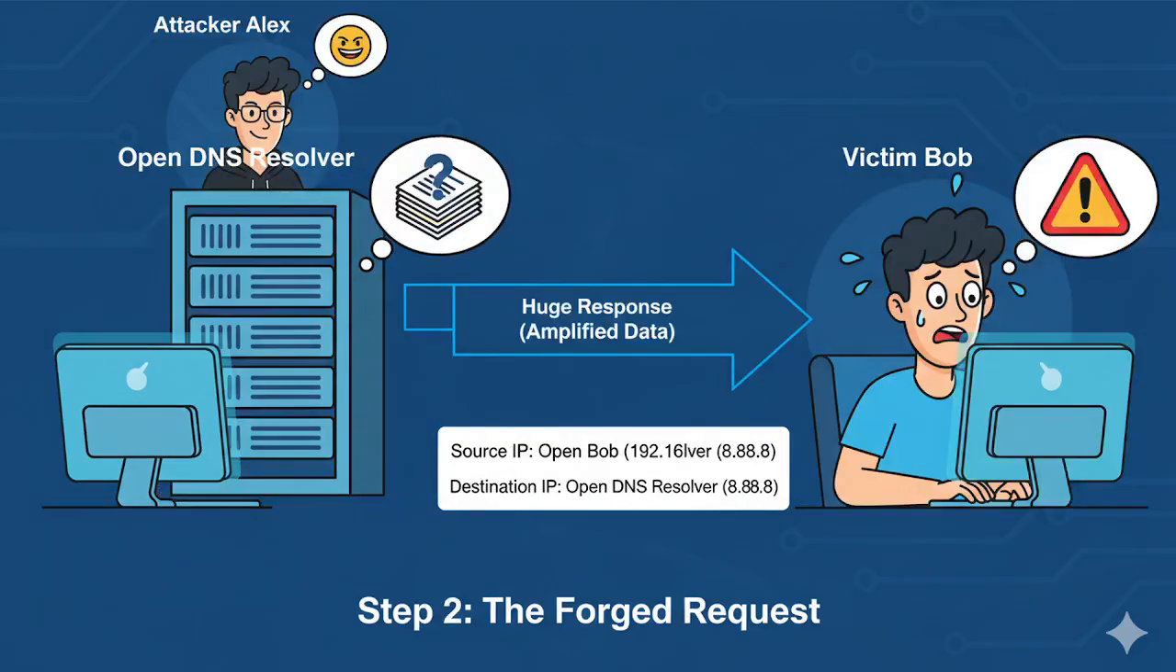Okay, step 2. The spoofed address. The tricky part is Alex doesn't use their own return address. Instead, they use victim Bob's address. So here's the attacker Alex and here's the victim. Alex is using Bob's IP address and making him a victim. So when the DNS server tries to send back the huge amount of information, it sends it to Bob instead of Alex.